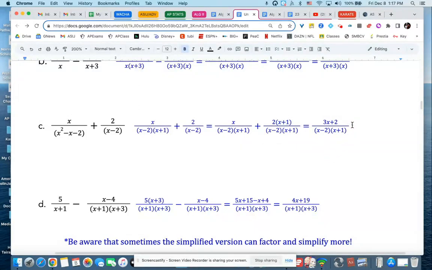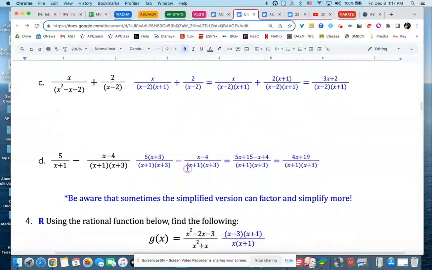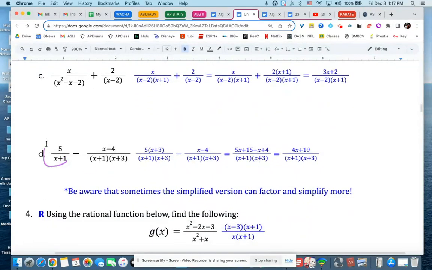I can put the tops together under one common denominator now. x plus, and then this gets distributed. So x plus 2x gives me 3x. And then we have plus 2, because 2 times 1 is 2, which is where that comes from. There's nothing else I can do here. There's nothing else I can factor and nothing I can cancel, so I'm done. And then the last one works the same way. I need to multiply this by x plus 3 over x plus 3.